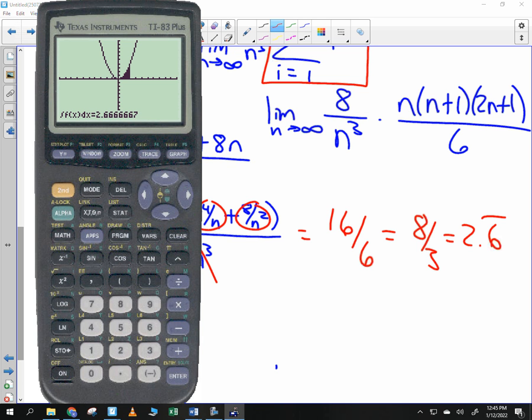Yes, just to be clear, folks, your calculator is coming up with an approximation. It's a very accurate approximation. Your answer is exact. I can type it in? Yeah.